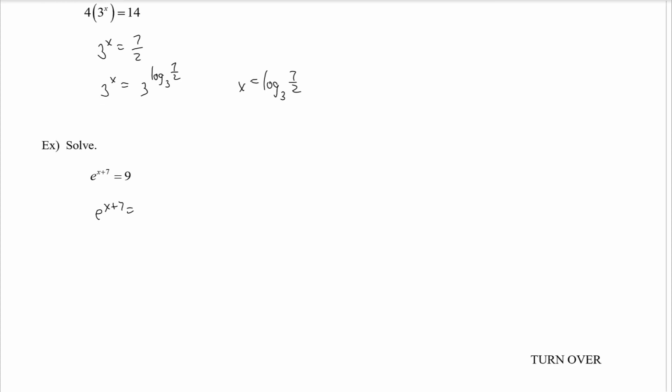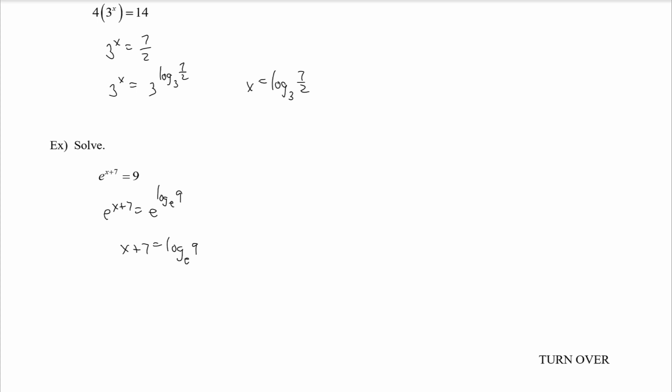again, instead of base 9, I could leave it or change it to base e using that property. So x plus 7 then has to be log base e of 9, which will give me the same answer I got up there. So again, I find that more cumbersome. I think the thinking through that's a little bit more complicated than just switching it to log form. But again, that's personal opinion.